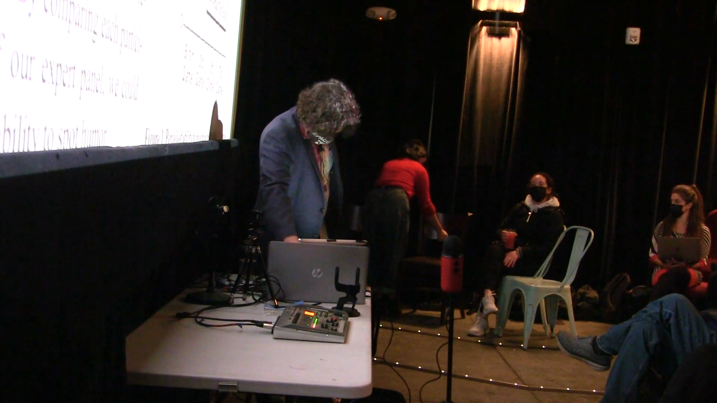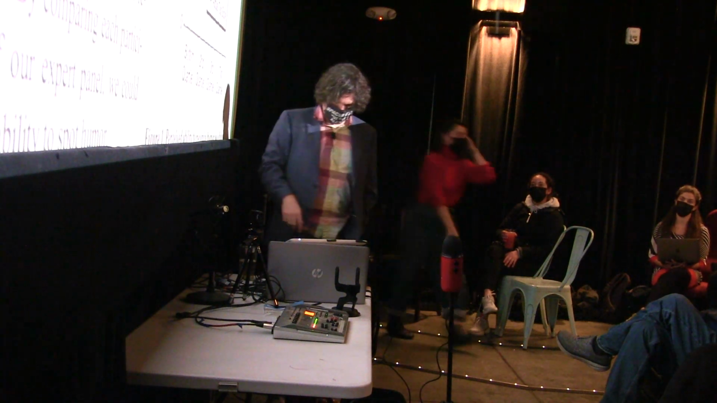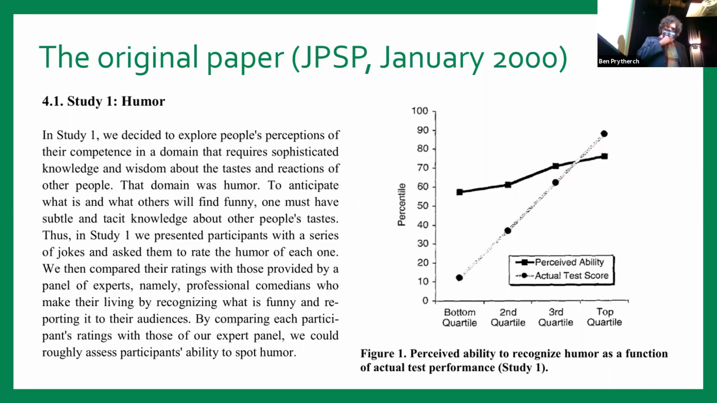Okie dokie. First study. This is a multi-part paper. A lot of papers in psychology have study 1, study 2, study 3. So study 1, in the original Dunning-Kruger paper, here we go. "We decided to explore people's perceptions of their competence in a domain that requires sophisticated knowledge and wisdom about the tastes and reactions of other people. That domain was humor. To anticipate what is and what others will find funny, one must have subtle and tacit knowledge about other people's tastes."